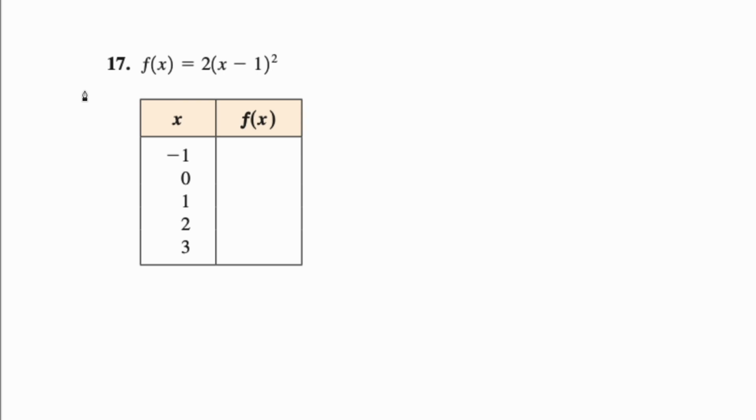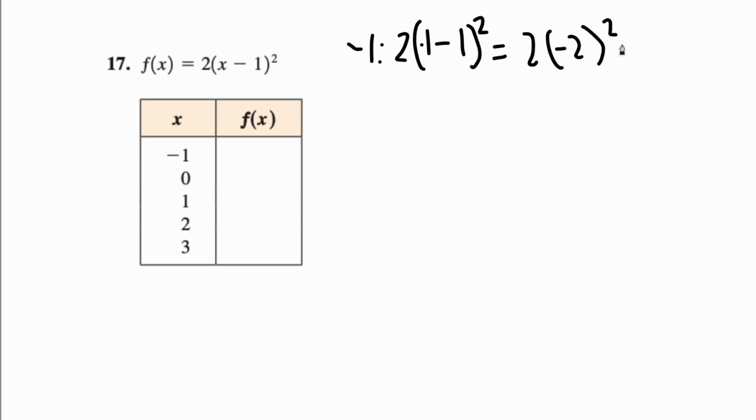Let's evaluate this function at the values of x given in the table: minus 1, 0, 1, 2, and 3. For x equals minus 1, let's plug it into the equation. So it'd be 2 times (negative 1 minus 1) squared, which would equal 2 times (negative 2) squared, which would equal 2 times 4 equals 8. So f of negative 1 equals 8.